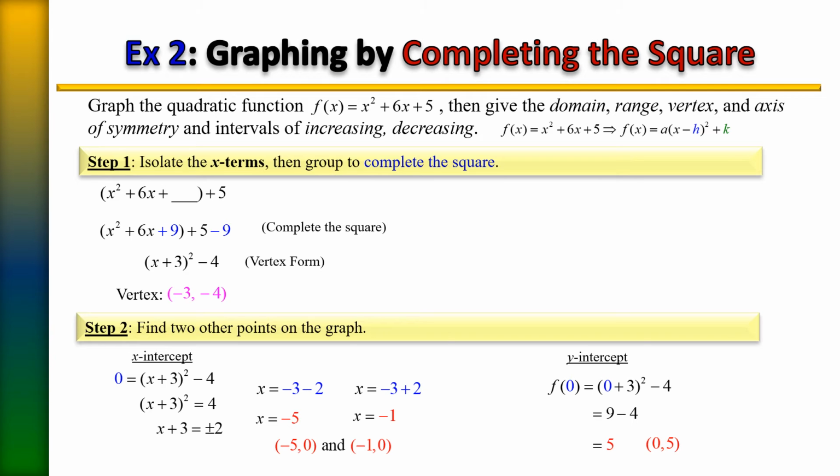So I think we have enough points to where we should be able to see the sketch of our graph. So on the next page, let's go ahead and begin sketching our graph.